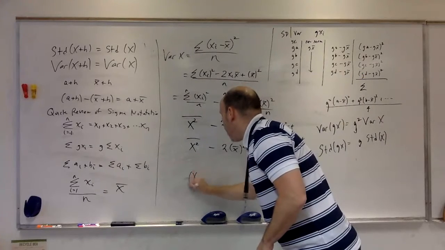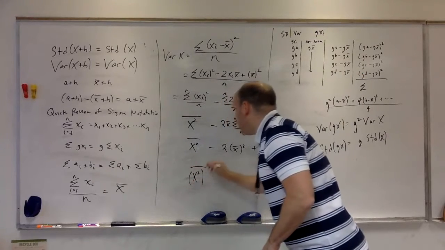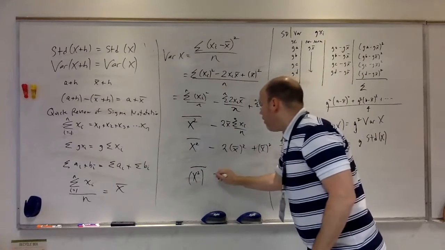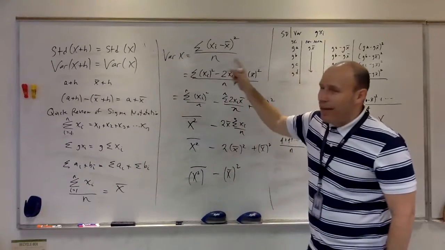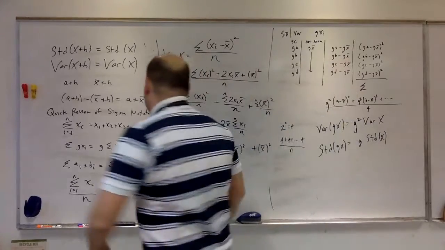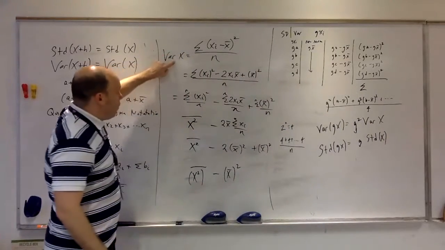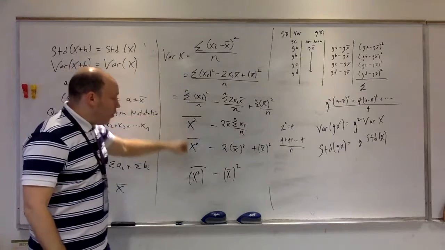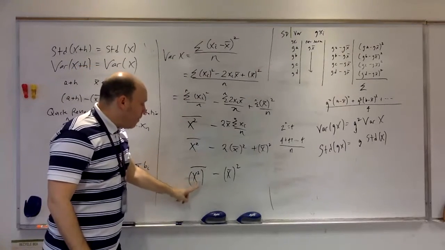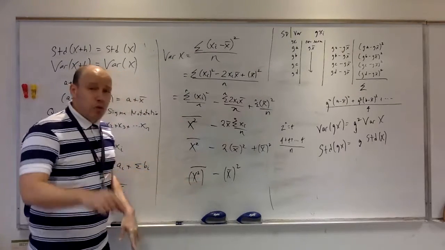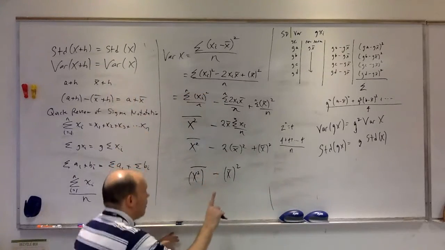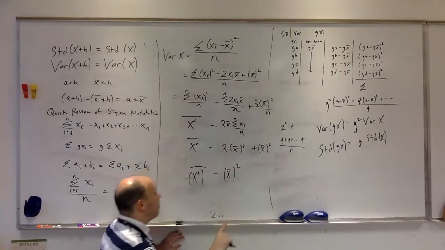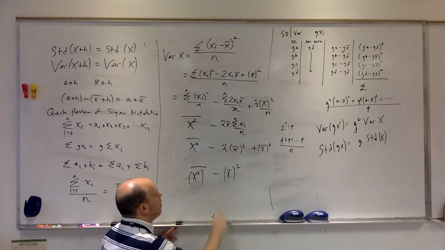Well, we have this weird thing. So we now have the mean of the x squared, minus the mean squared. And this is a really quick way of finding the variance, if you're asked to find the variance and you're given the mean and the data. You're going to see this in the calculator.